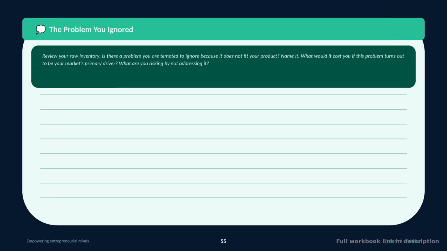For reflection, review your raw inventory. Is there a problem you are tempted to ignore because it does not fit your product? Name it. What would it cost you if this problem turns out to be your market's primary driver? What are you risking by not addressing it?